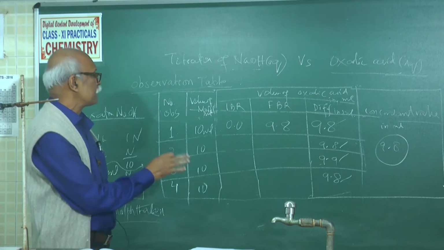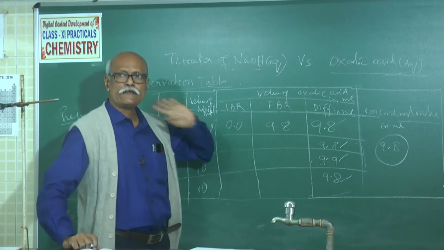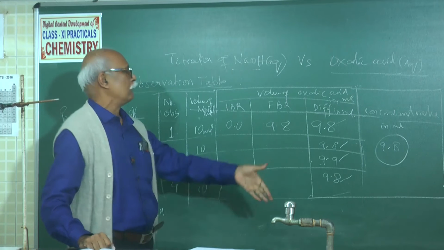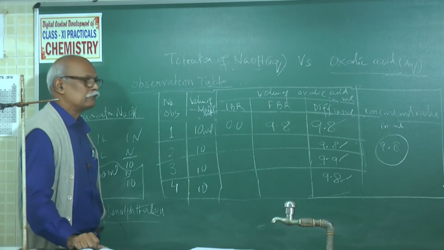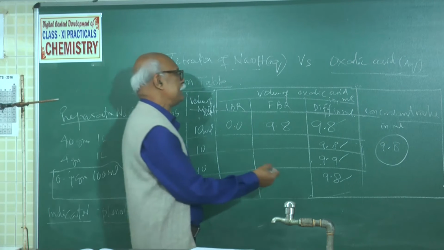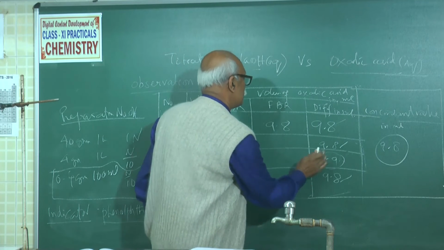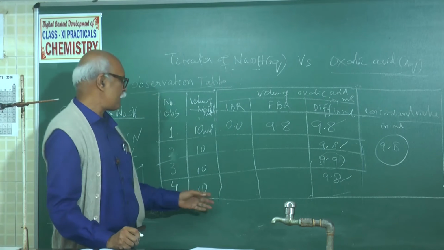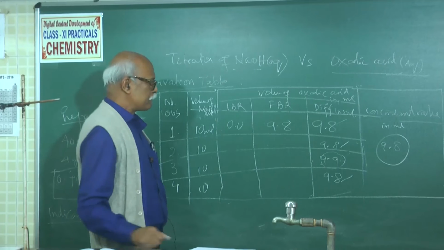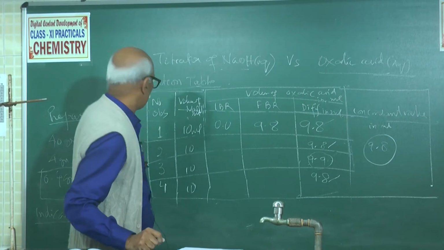If any other mistake is carried out, so that a different reading is found, you don't erase that or cut it out. Don't cut out the table or repeat the table. That will have a negative impression on you. If by any mistake it comes to be 9.9, then you keep it in the table and go for the other readings till it comes 9.8. If there are 3 concordant readings, that value will be taken for calculation.